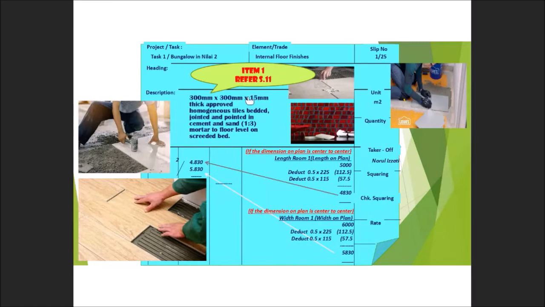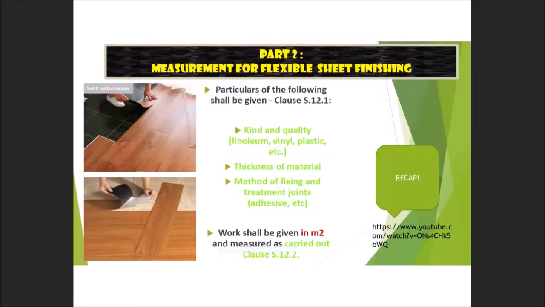Homogeneous tile normally is thicker, so 15 mm thick. And then you can see here bedded, jointed and pointed. This three-part statement is actually for the treatment of the joint. Don't forget to write down how this one is being applied, just mention on the screeded bed. Okay, this is the example of the calculation. Same as before, look at the detail properly.